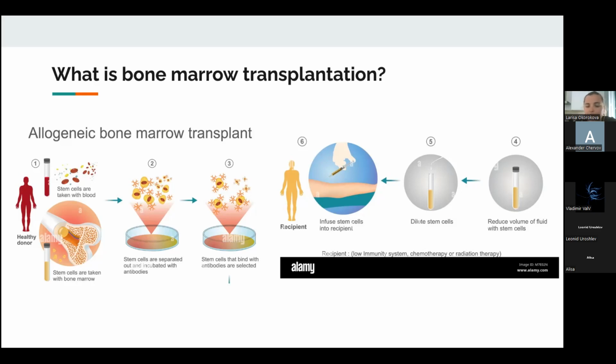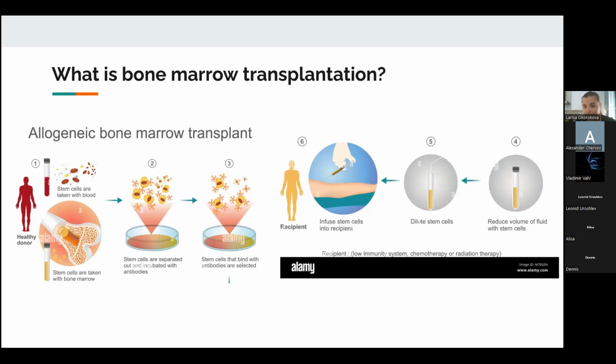The recipient in this case is almost always a case of hematology disease. They have some bad cells in their own bone marrow, which produce cancer cells and take away all the resources from the body. So the recipient should be prepared for this procedure. Almost all the time it is chemotherapy or radiation therapy before the transplantation.